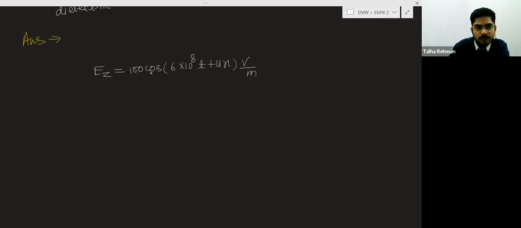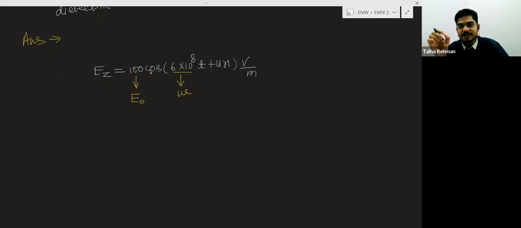See how you will solve. This value will be E naught, the peak value of the electric field, this value will be omega, and this value will be k x. Now we say E is equal to E naught cos(kx + omega t). With x you will get k, and with t you will get omega. So this is your k.